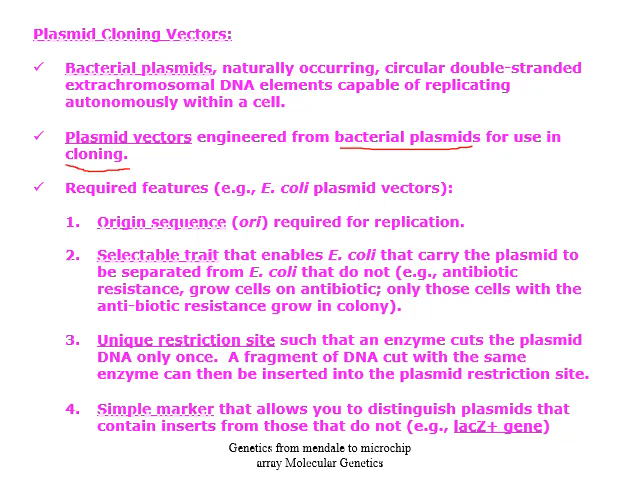Required features of an E. coli plasmid vector. First, an origin sequence required for replication. Second, a selectable trait that enables E. coli that carry the plasmid to be separated from E. coli that don't, such as antibiotic resistance. Grow cells on the antibiotic; only those cells with the antibiotic resistance grow in the colony.